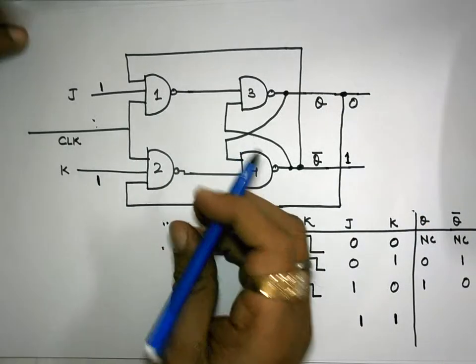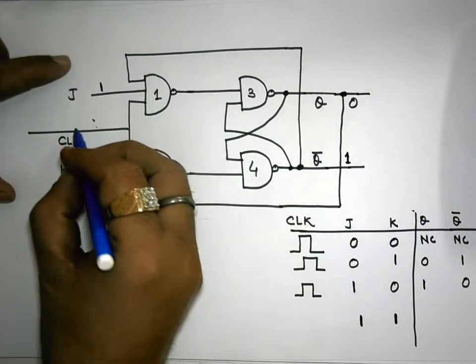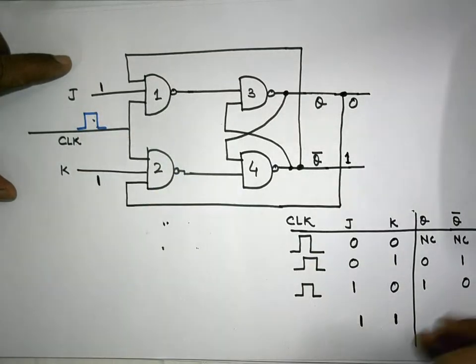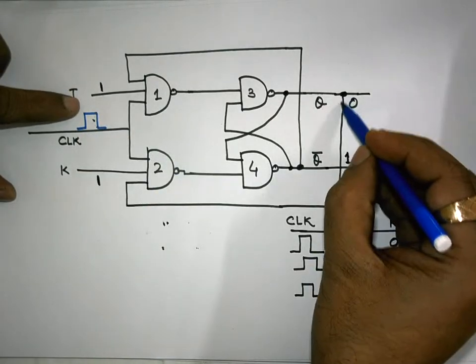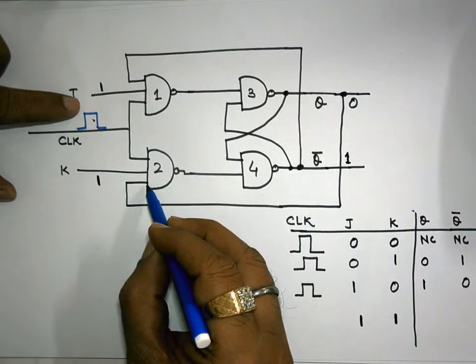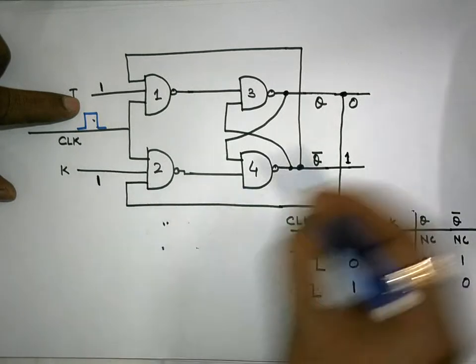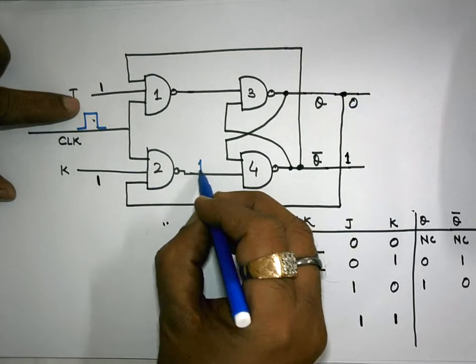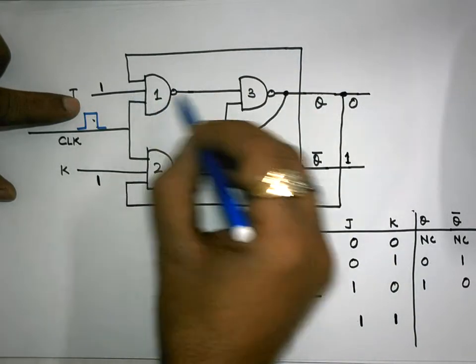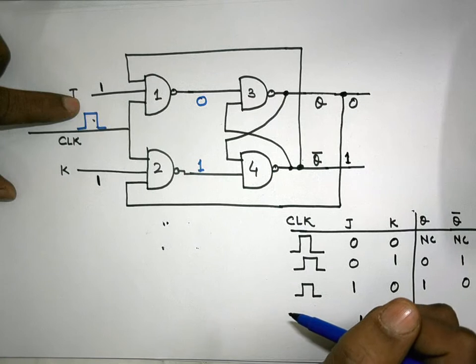So suppose the clock is level 1. What happens? This 0, which is fed back at the input of gate number 2, is going to make a trigger. This 0 will make it 1. And this all ones is going to make it 0.